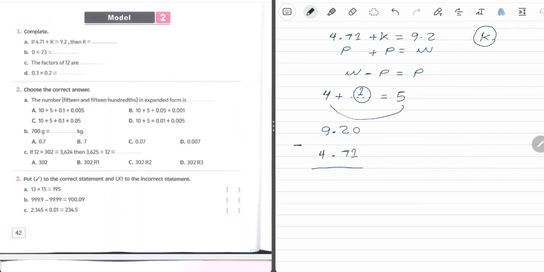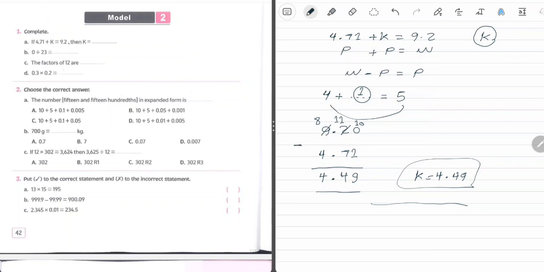0 minus 1: I told you before, if the number on top is smaller, let the number on the left go to next door to get 10 more. So 2 will be decreased to 1 and 0 will be 10. 10 minus 1 is 9, and 1 minus 7 the same. Go to next door: 9 will be 8 and this one will be 11. 11 minus 7 is 4. This is the decimal point, and 8 minus 4 is 4. That's it. So the value of k equals 4.49. It's finished. Let's move to the second question.